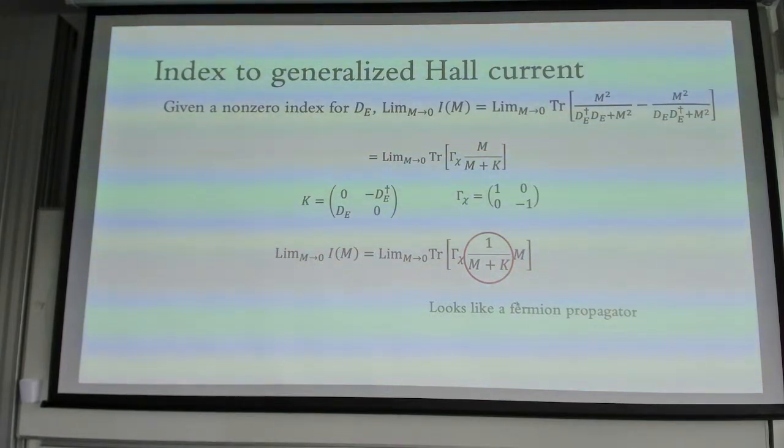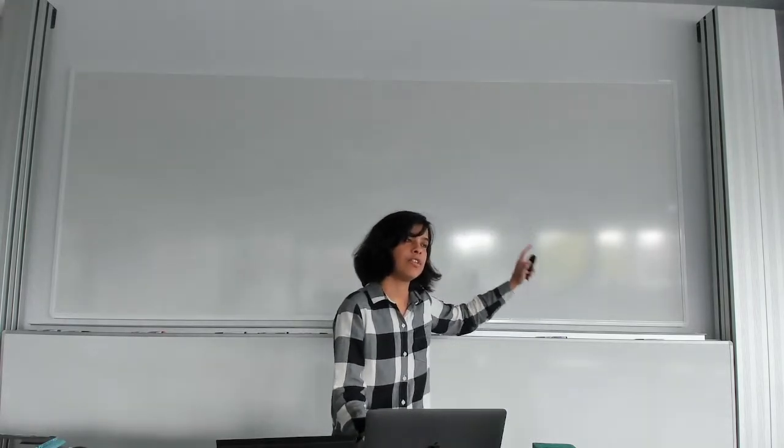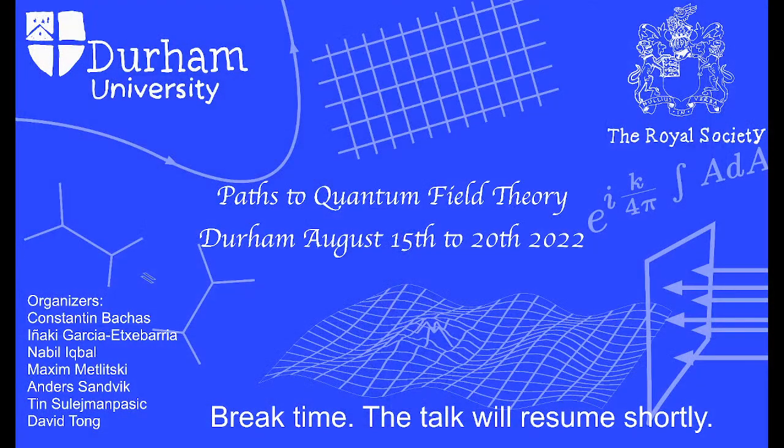So at this point, I can take a break, and I will tell you how to construct the generalized Hall current, given that I have this operator with a non-zero index. All right, we'll have a short 5-minute break, and we'll be back at 11.